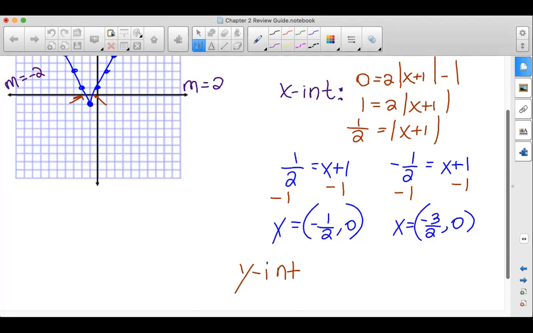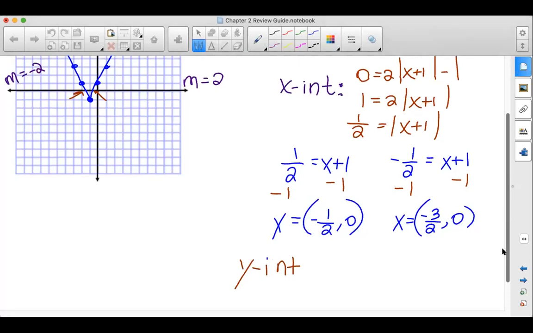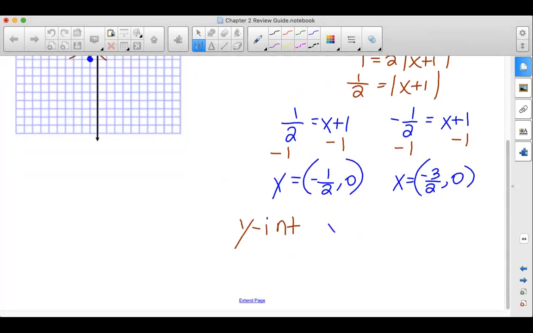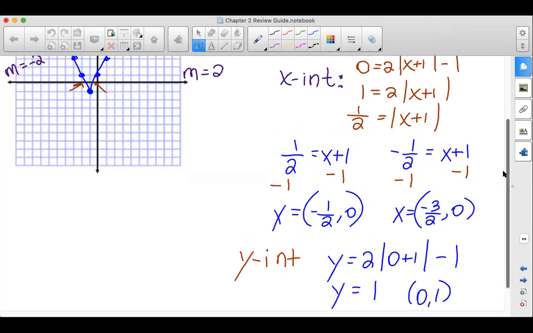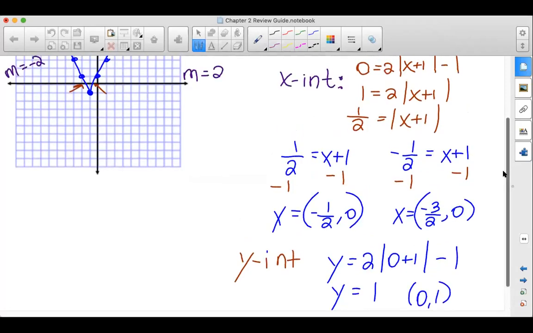The y-intercept can be found, Riley, by making x equal 0. So we want to find the y-intercept. We have a 2, the x is 0, and then we have the minus 1 outside. So x-intercept is when y is 0. Y-intercept is the opposite, when x is 0. So I know this is 2 times 1, which is 2, minus 1 leaves us with 1. And that one you can actually see in the graph as well. So I can see definitely it crosses through the point at (0, 1).